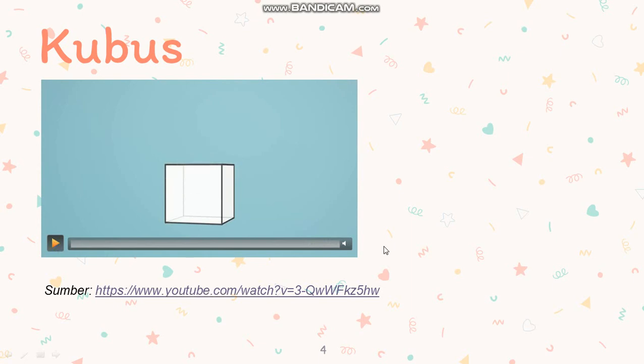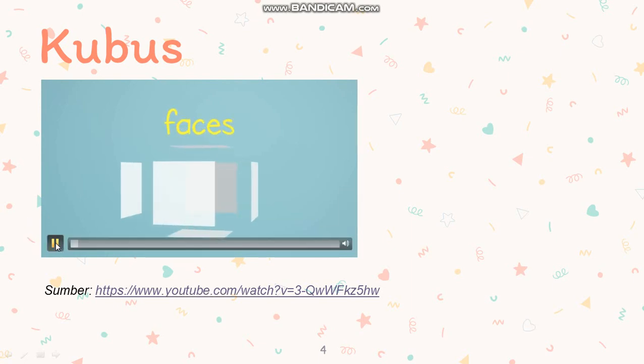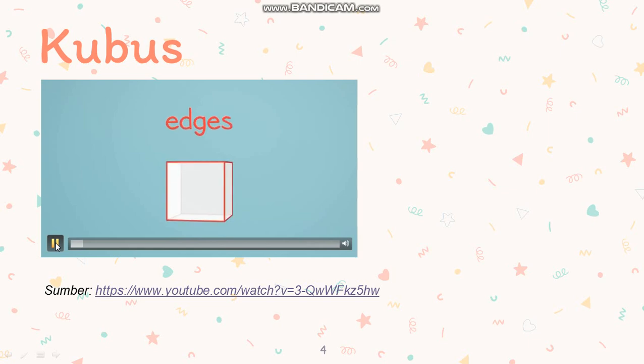Ciri-ciri kubus, perhatikan video berikut ini. Faces, sisi. Sisi ini merupakan bidang atau permukaan. Edges, rusuk. Rusuk ini adalah pertemuan antara dua buah sisi. Perpotongan dua buah sisi yang membentuk garis. And corners. Titik sudut ini adalah perpotongan antara dua atau tiga buah rusuk.